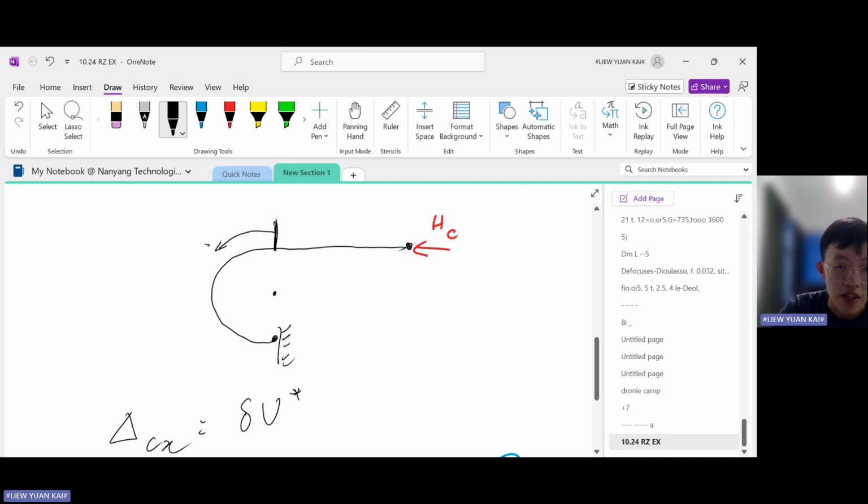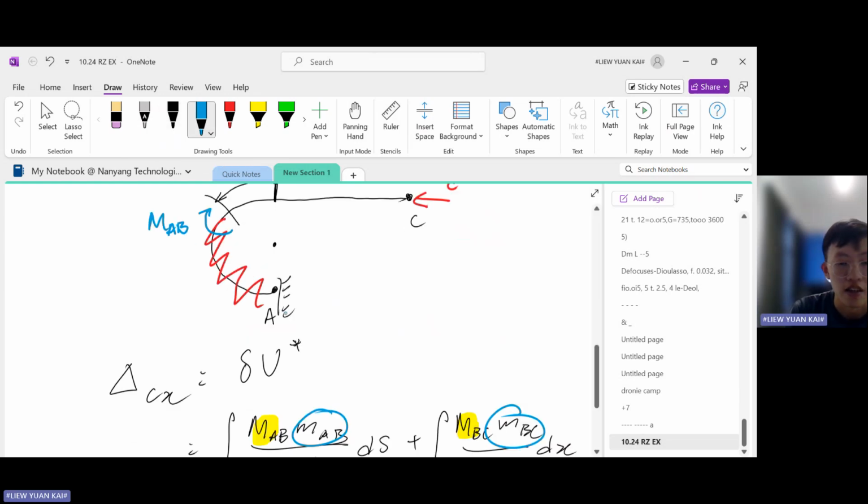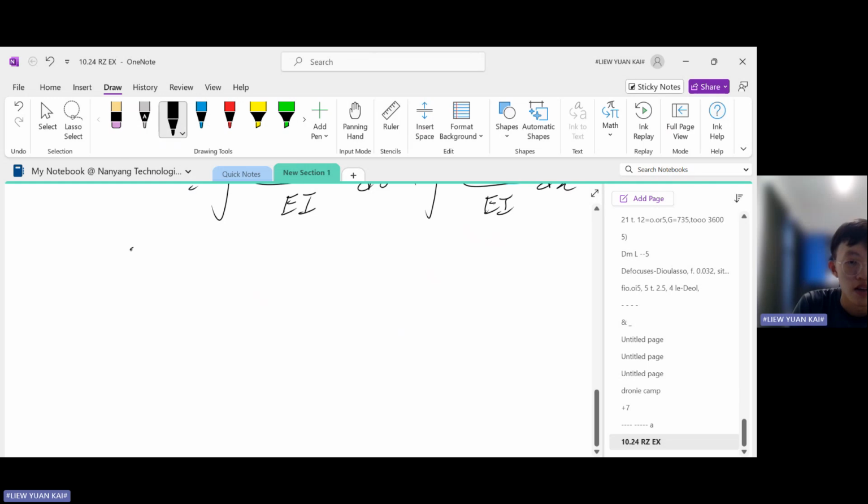So what we do, we take a cut. Everything behind the cut, we throw away, which means we don't focus on it. Then wherever we make the cut, we replace it with the internal moment, the internal moment MAB. Remember this is point A, B, and C. I assumed clockwise as positive. So sum of M equals 0 for the segment AB, where I'm taking clockwise as positive.